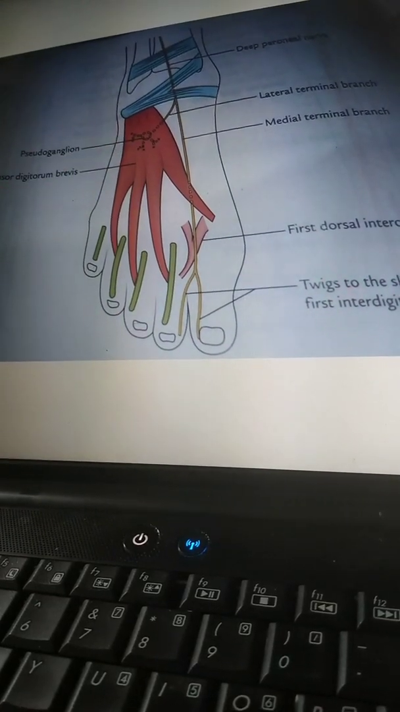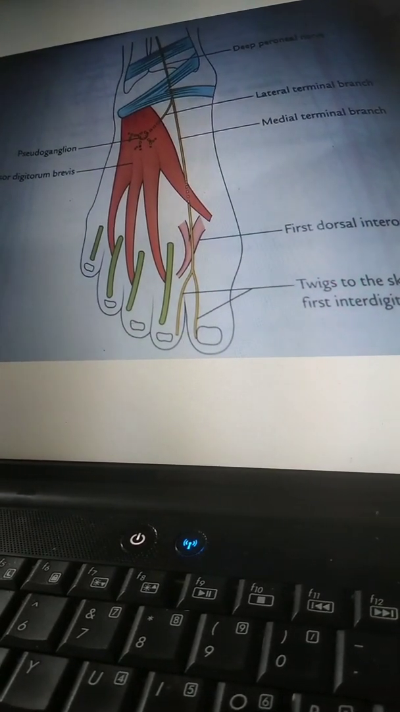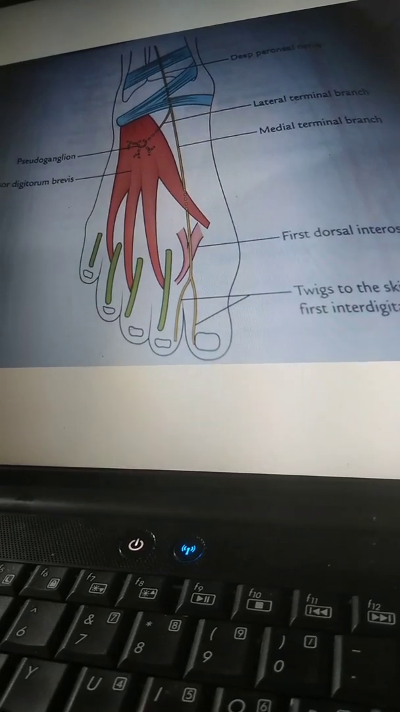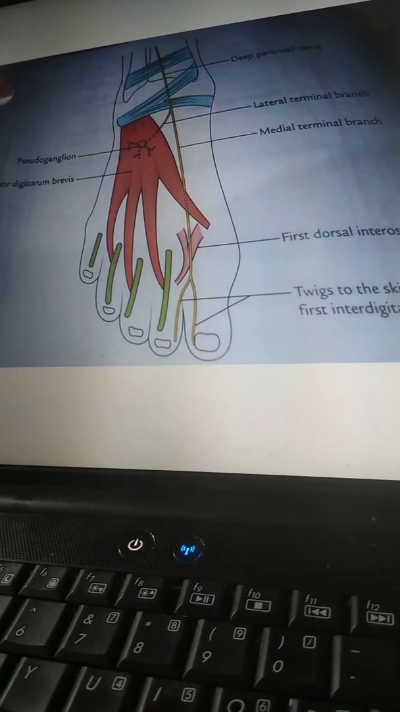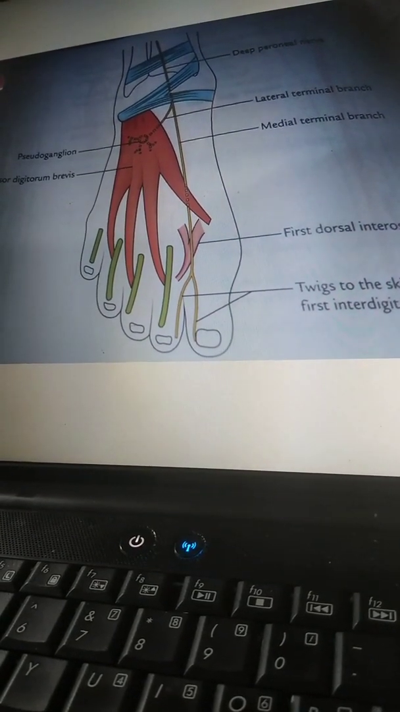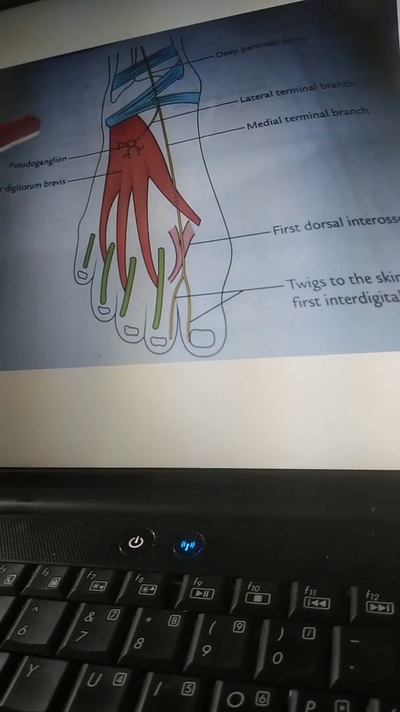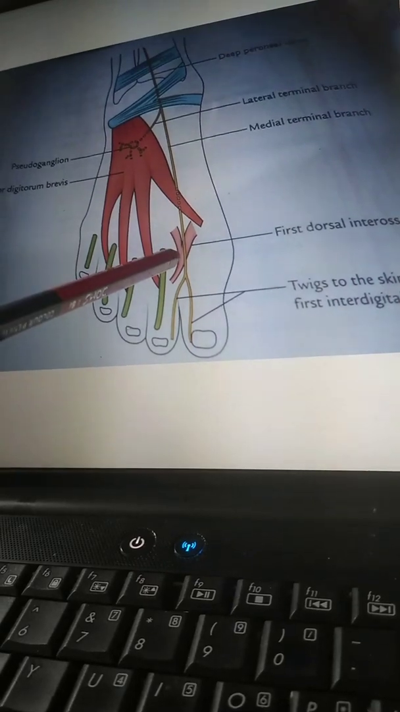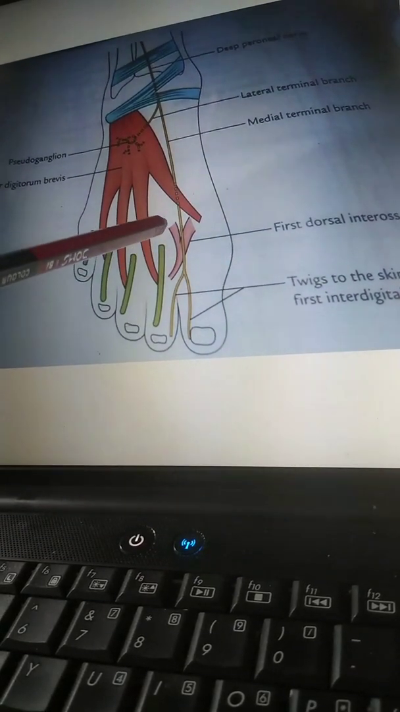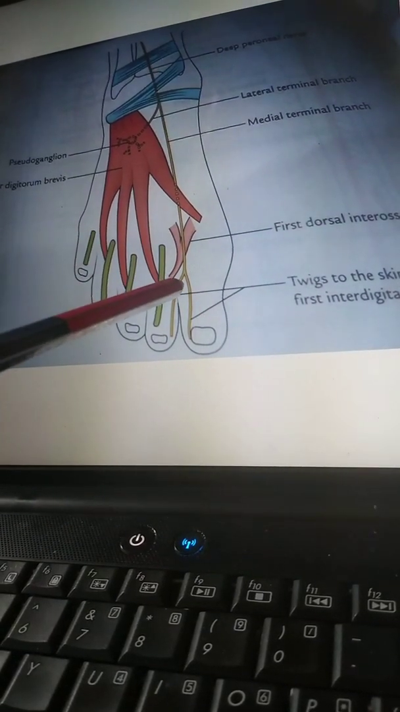Now branches of this are muscular branches which supply all four muscles of the anterior compartment of the leg, the extensor digitorum brevis on the dorsum of the foot, and first dorsal interosseous muscle of the sole. Cutaneous branches supply the skin of the first interdigital cleft.